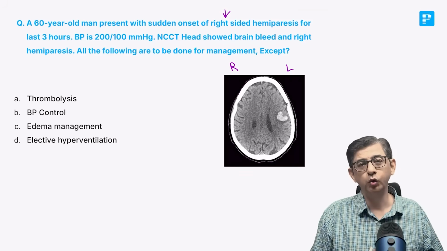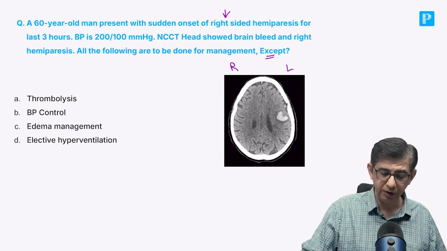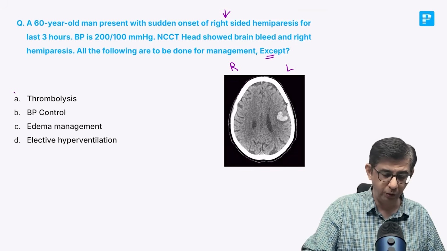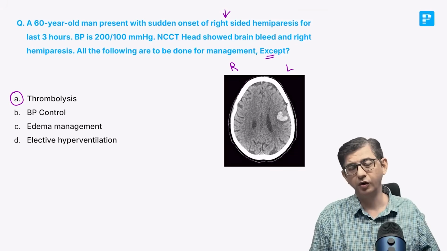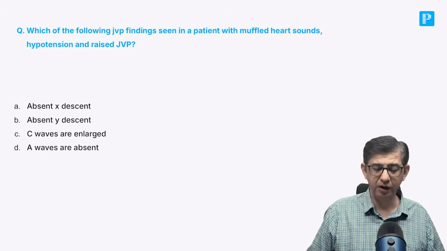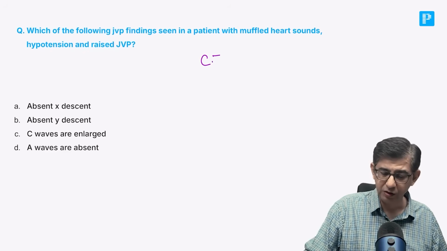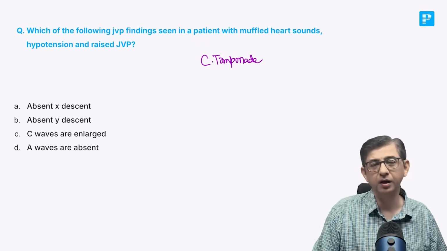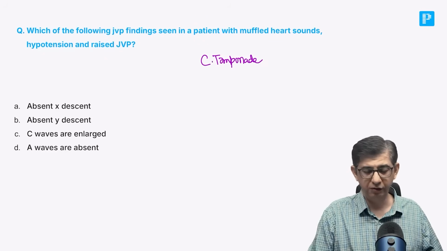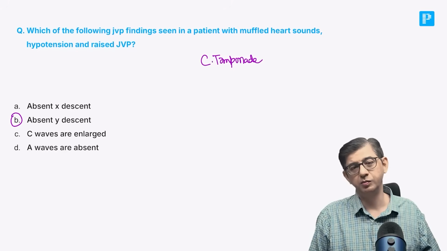He says, what will you not do in this case? Because the word except is present, we will not be doing thrombolysis. Thrombolysis is contraindicated in a patient with brain hemorrhage. Then there is a patient with muffled heart sounds and I'm suspecting cardiac tamponade. He says, what is the JVP finding? So there would be impaired ventricular filling. Because of the impaired ventricular filling, the Y descent in the JVP of the patient would be absent. So the answer is B.